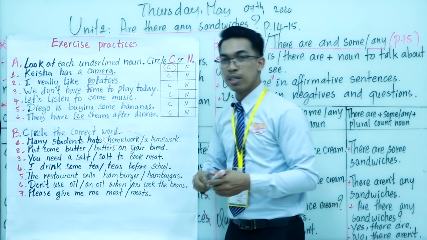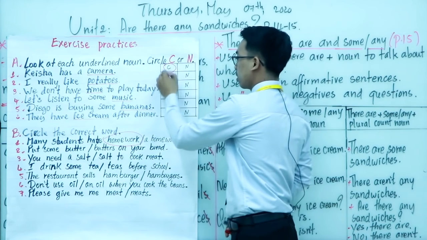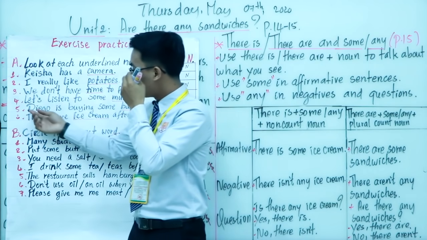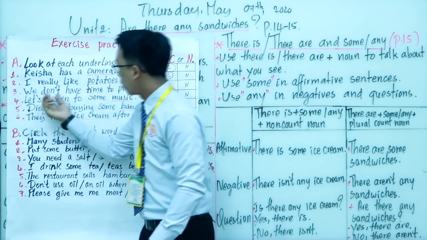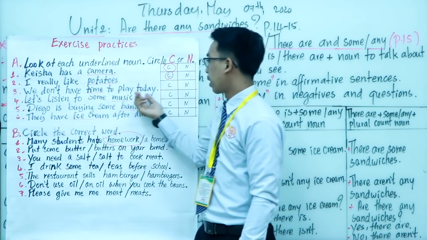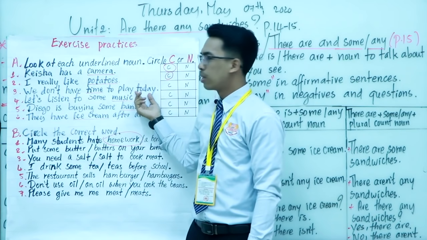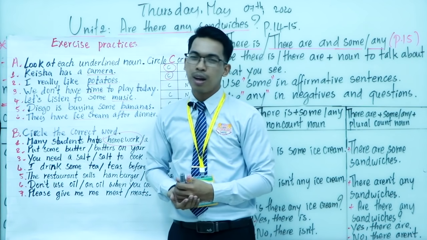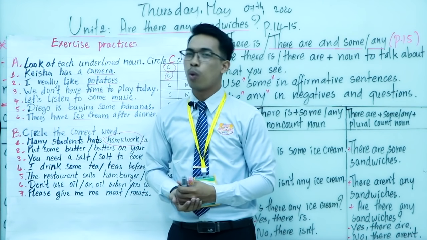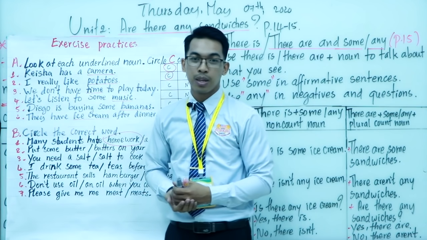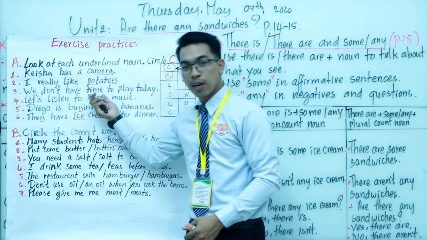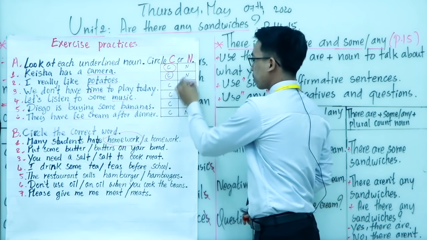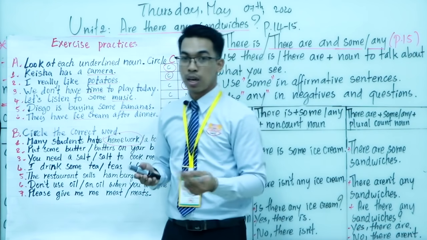So the correct answer is letter C. Count noun. Good. So now let's move on. Number 3. We don't have time to play today. So time, can we count it, everyone? Cannot. We cannot count 1, 2, 3 times. Okay? So it is the correct answer. Very good. Non-count noun. We cannot count the times. Okay?